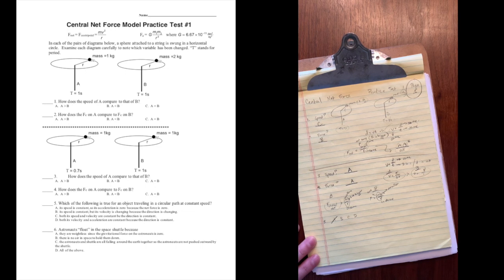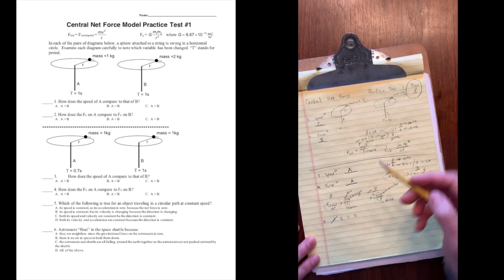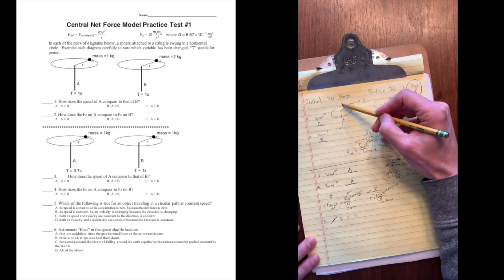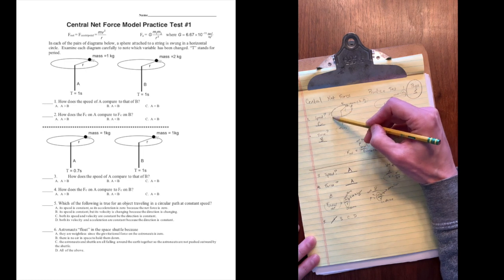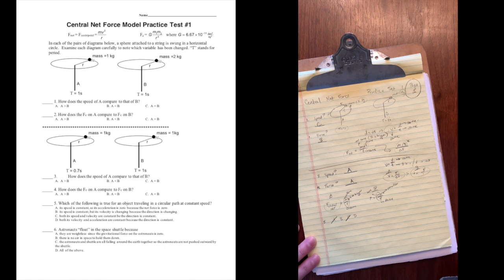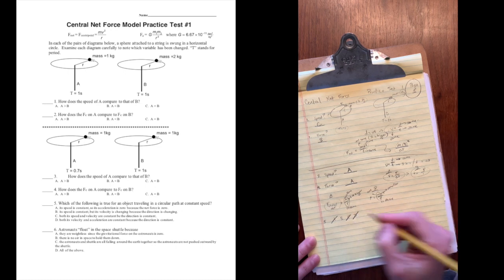I'm going to look at C now. Both its speed and velocity are constant because the direction is constant. That's not true. The direction is not constant. The direction is constantly changing. When you're here, the thing is spinning, pointing that way, and when it's here, it's going in that direction, and when it's here, it's going in this direction. So the direction that it's facing is constantly changing, so that's false. And for D, both its velocity and acceleration are constant because the direction is constant. Again, false, the direction is not constant.